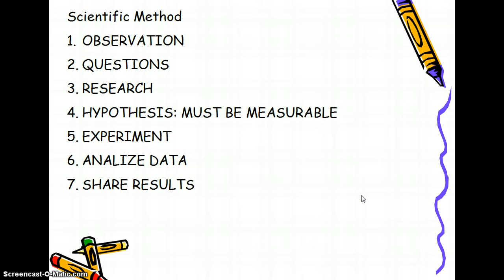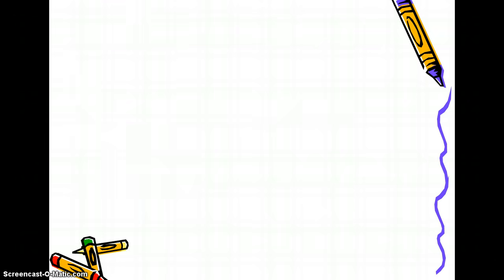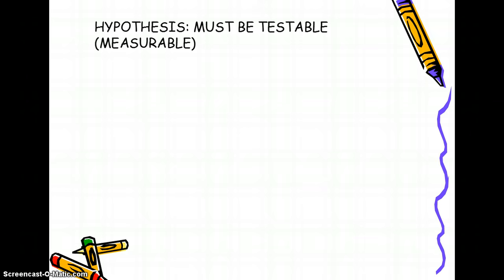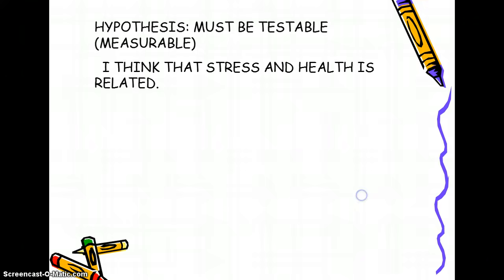Another thing you must remember about the scientific method, it's not just cut and dry 1 through 7. After you do an experiment, you may come up with other questions that you have to research and create another hypothesis. So you're always going back and forth with the scientific method. Now remember, a hypothesis must be testable, it must be measurable. Otherwise, it is not a good hypothesis.